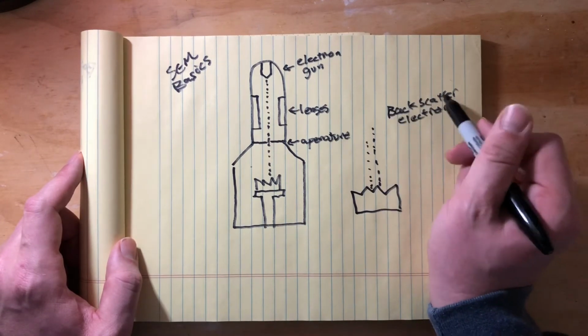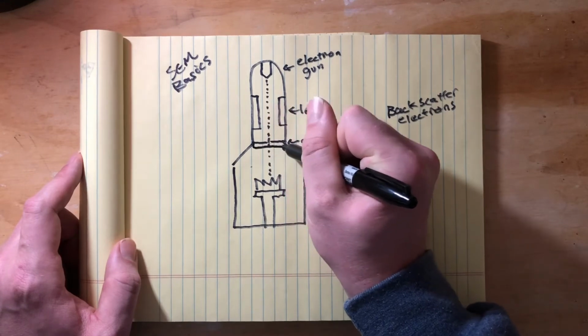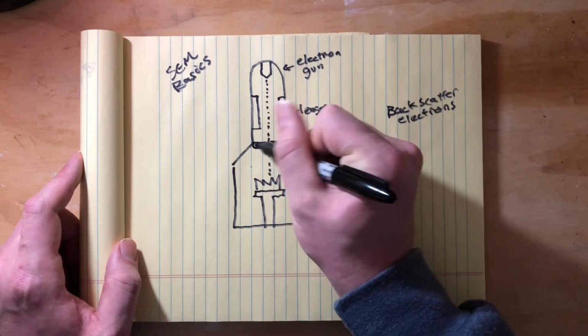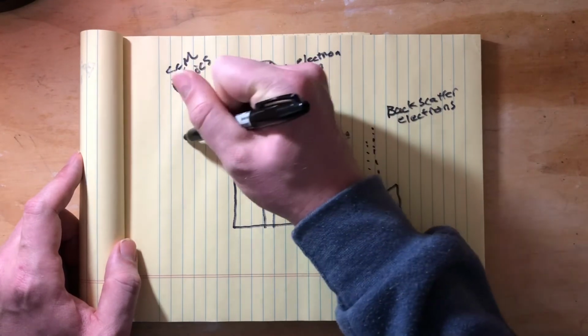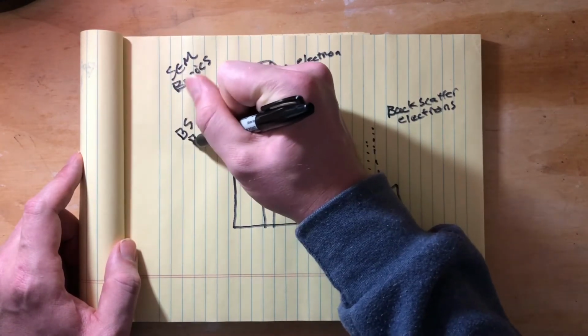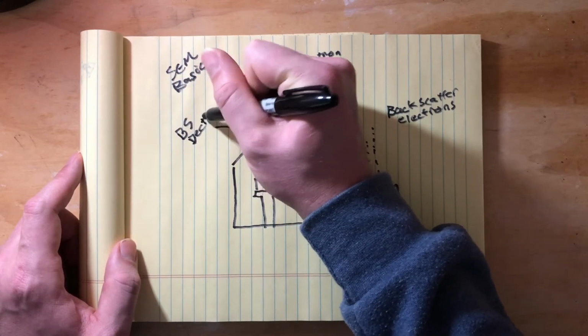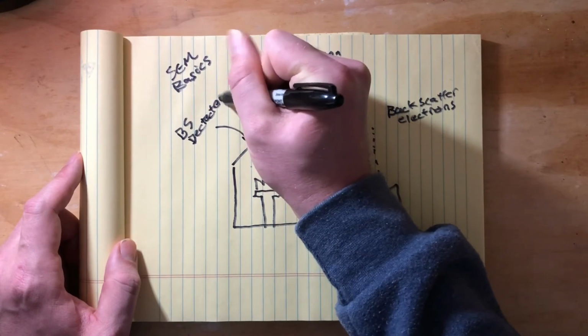And those backscatter electrons are going to be detected right here with an in-lens backscatter detector.